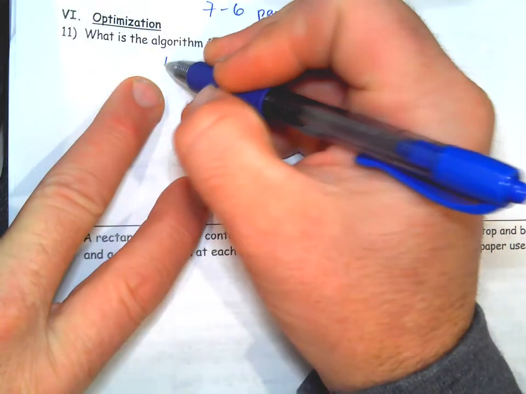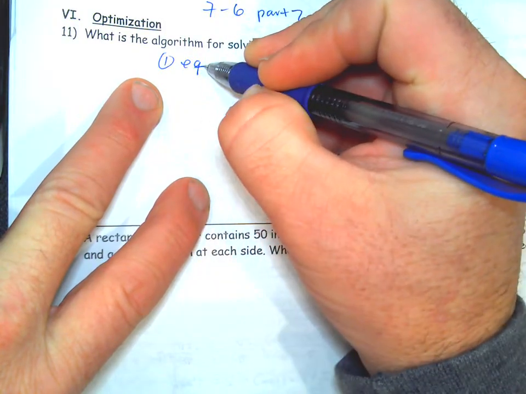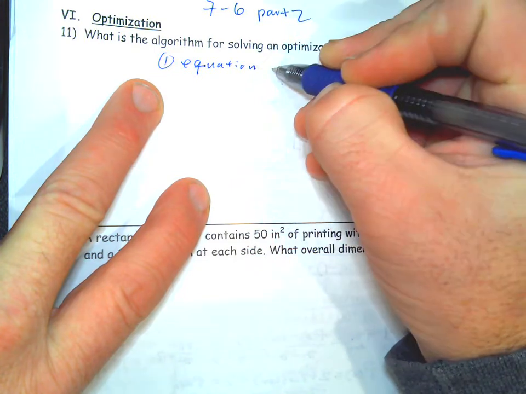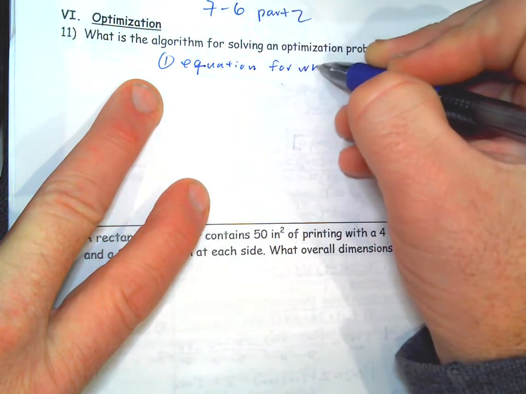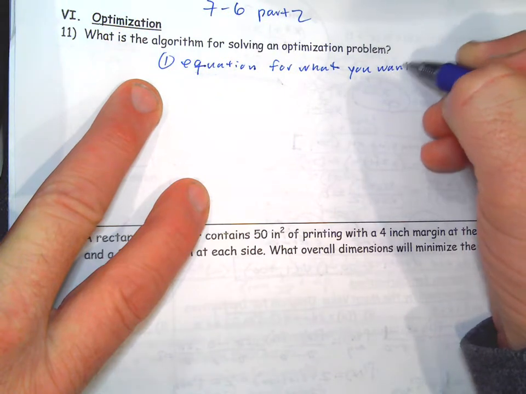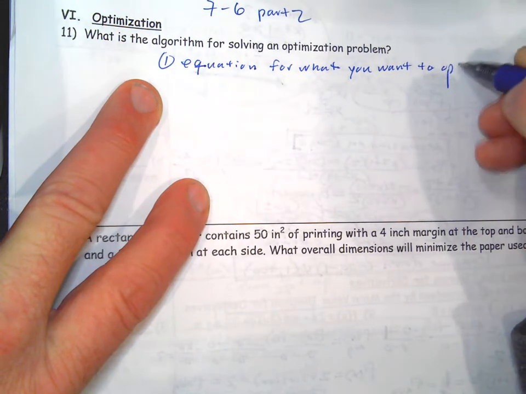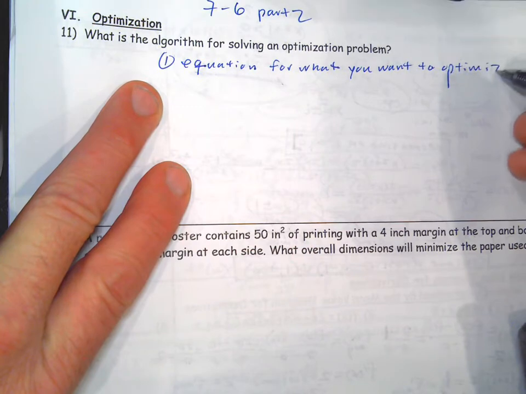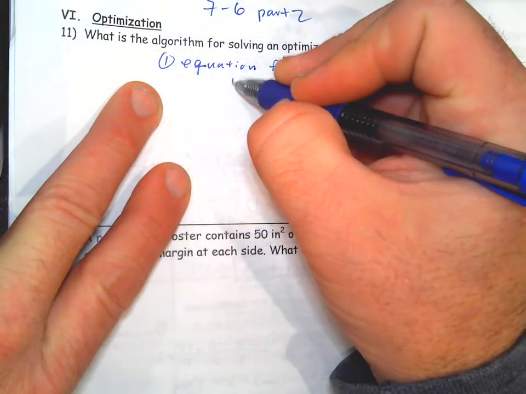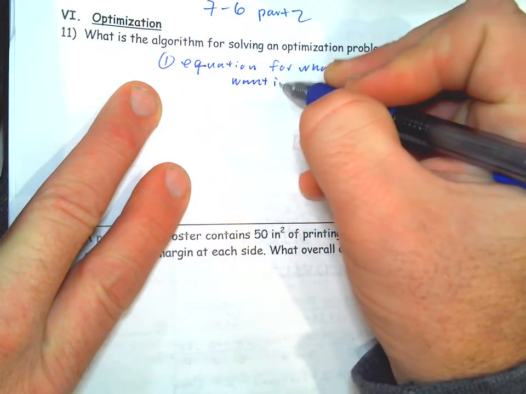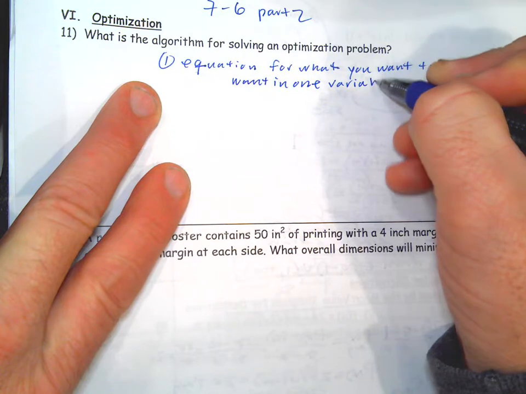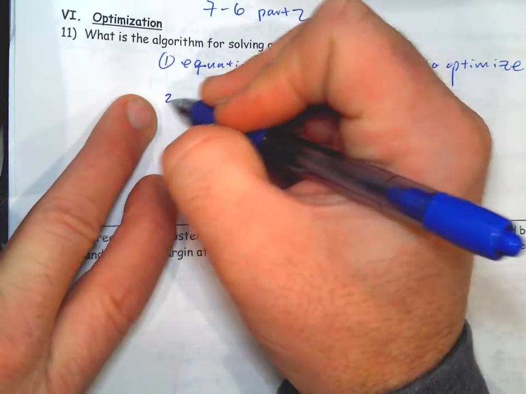Well, one, you need an equation for what you want to optimize, right? A lot of times you use geometry and whatever. You want it in one variable. So there's usually some other condition that you can use to eventually get it in one variable.